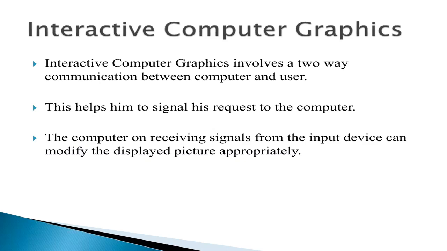The computer, on receiving a signal from the input device, can modify the displayed picture appropriately, in the sense that once you input any data, the system will be able to modify whatever you intended to do, so that it displays to you automatically.